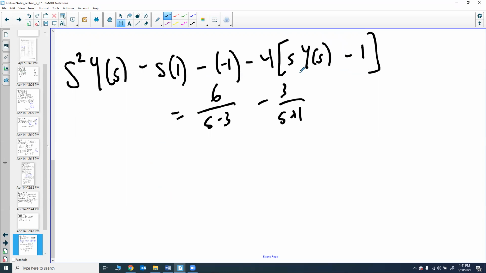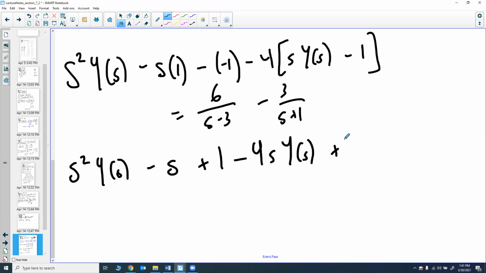Now I'm going to go ahead and distribute through. So I've got s squared Y of s minus s plus 1 minus 4 times s times Y of s plus 4 equals 6 over s minus 3 over s plus 1. Okay. So now let's see what we can do with this. One of the things I notice is that I have 2 terms that have a Y of s in them. The whole point is you want to find out what y is. So we want to find Y of s by itself so we can do the inverse Laplace transform. So we're going to get both terms that have a Y of s together. Anything that doesn't have a Y of s, take it to this side.